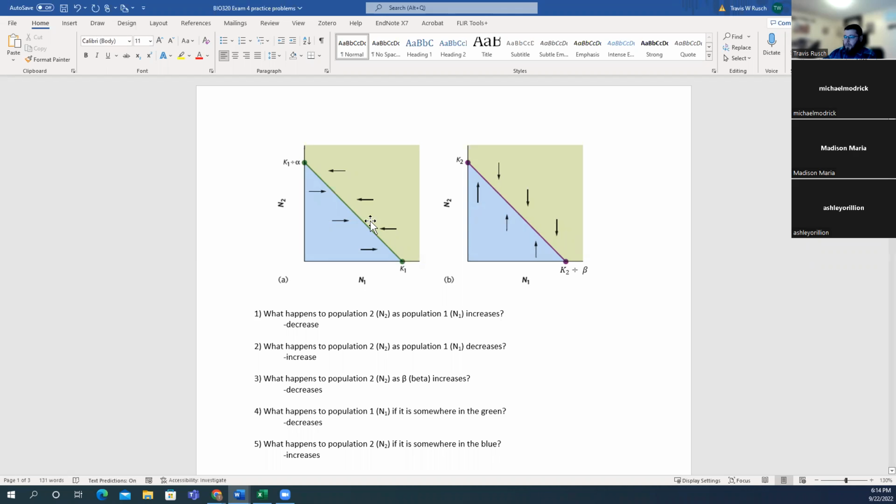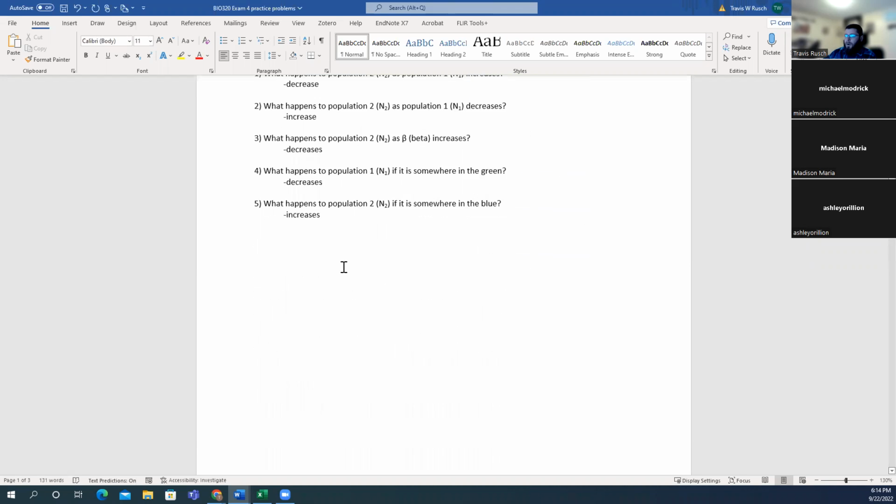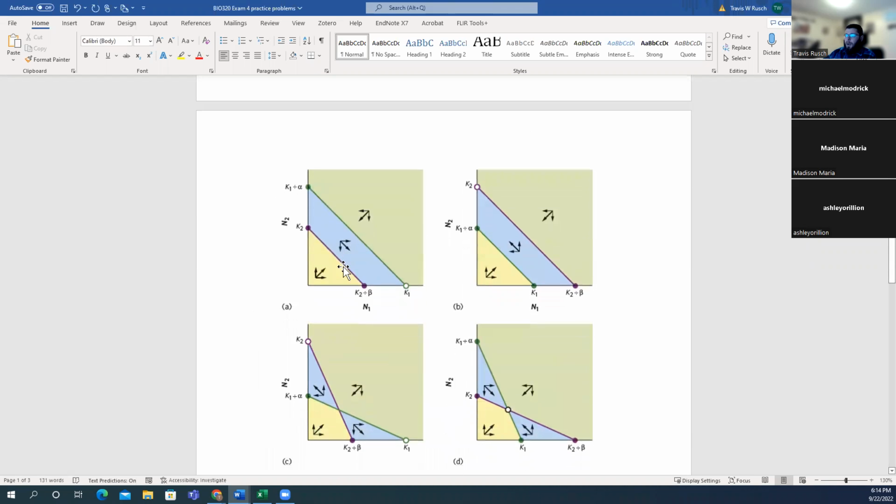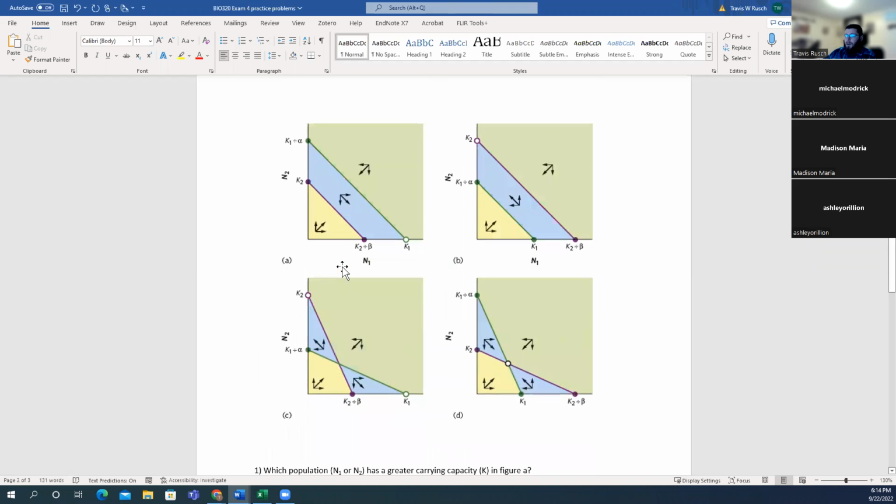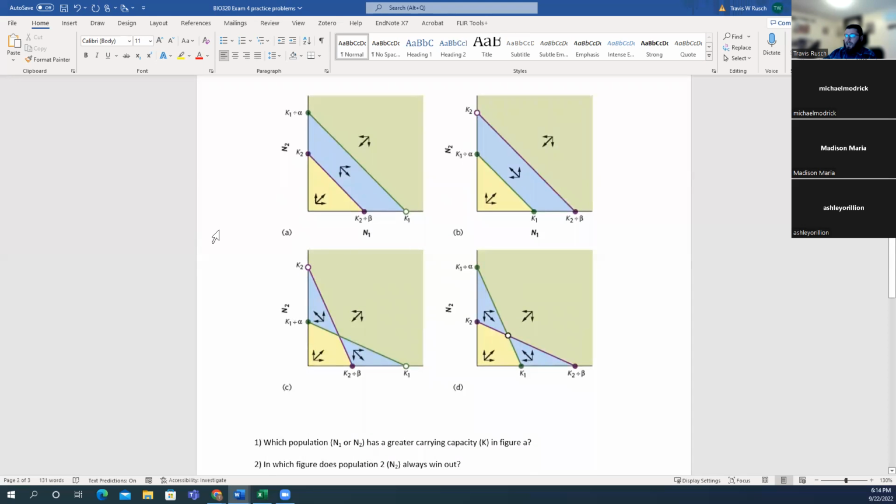Yeah, so those are typical questions that you might see associated with this figure. But then there were also a little bit more complicated figures, right? What do these figures contain that the previous ones did not?